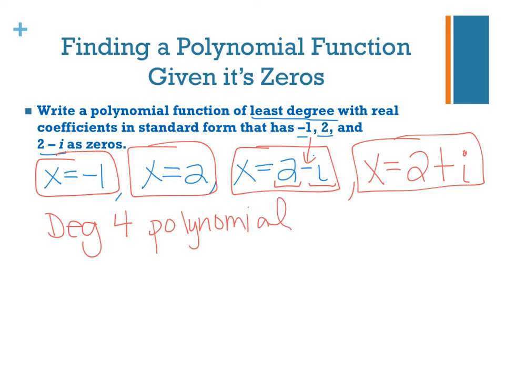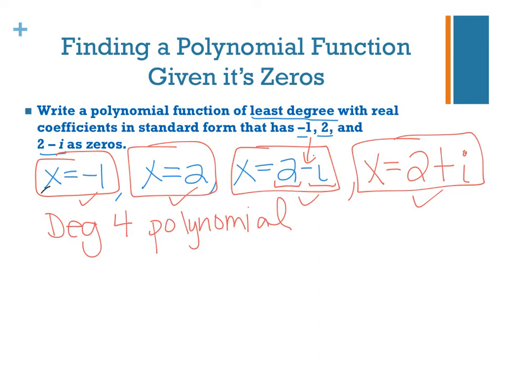How do I know that? Because I have 1, 2, 3, 4 zeros, and the number of zeros of a polynomial function is always equal to its degree. That is what the fundamental theorem of algebra states. Now, the linear factorization concept that we were just talking about on the previous slide states that the degree of 4 is also equal to the number of linear factors.